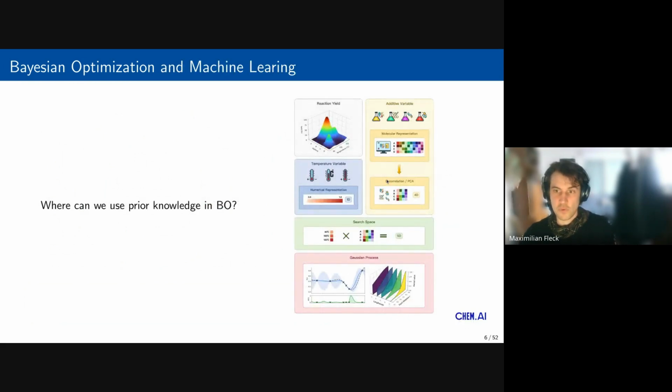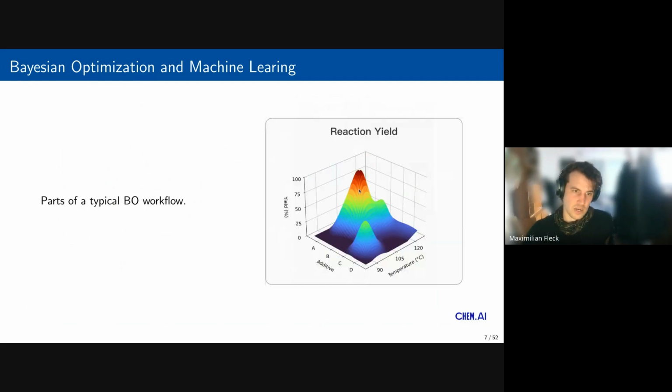Throughout a BO workflow, there are lots of ways to add prior knowledge. On the right, we see a picture from the paper that illustrates an example BO workflow, and I will now go through it stepwise. Just to give you an impression, the goal in this workflow is to maximize the reaction yield. We have only 2 dimensions. One is an additive, where we have different additives, A, B, C, D, which are molecules, and we have different temperatures. Within the search space, we want to optimize the reaction yield.